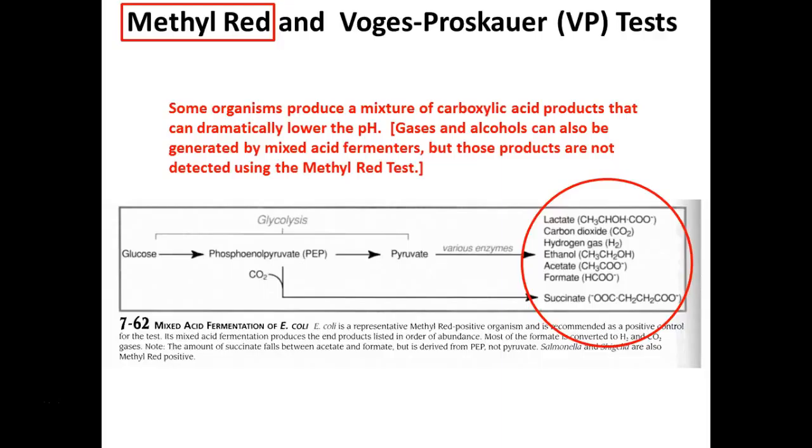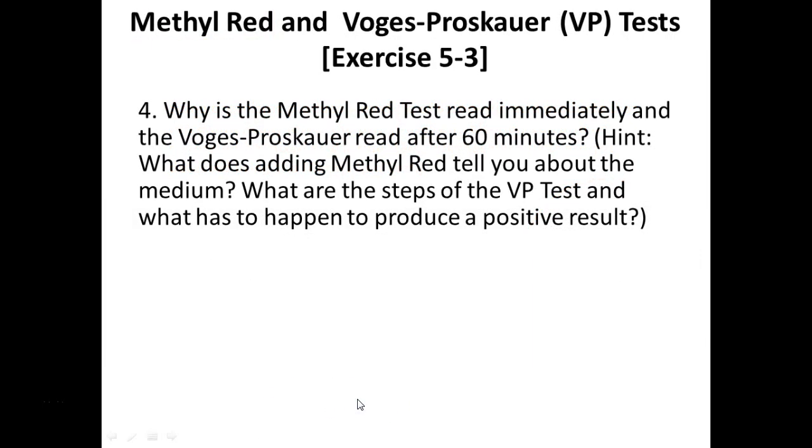So with methyl red, we're looking for organisms that do what we call mixed acid fermentation, where they produce a lot of acids, right? You can see here, for instance, this example of E. coli: it can ferment glucose and produce lactic acid, carbon dioxide, hydrogen gas, ethanol, acetate, formate, and succinate. And that was the positive control I used for this test. It gave us a nice positive result.